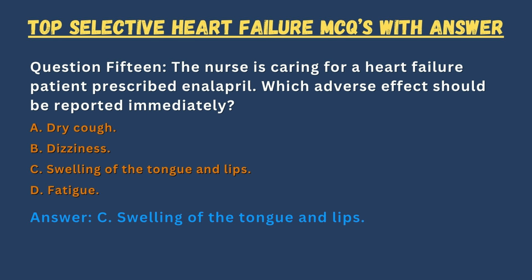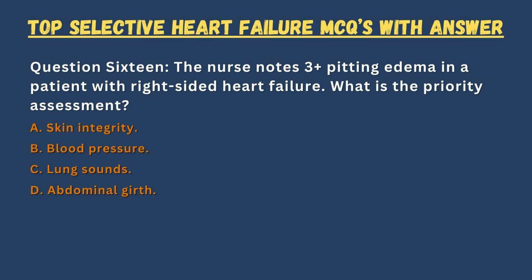Answer: C. Swelling of the tongue and lips. Question 16. The nurse notes 3+ pitting edema in a patient with right-sided heart failure. What is the priority assessment? A. Skin integrity. B. Blood pressure. C. Lung sounds. D. Abdominal girth.